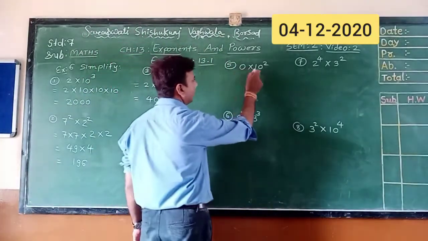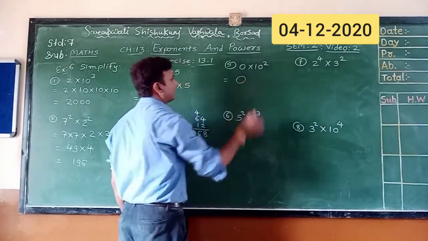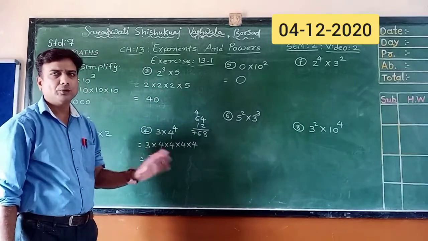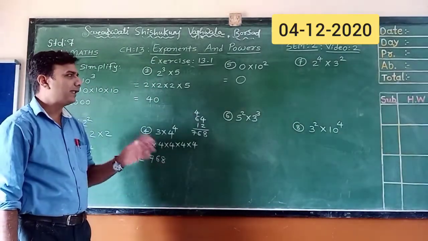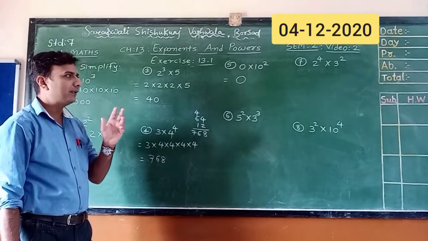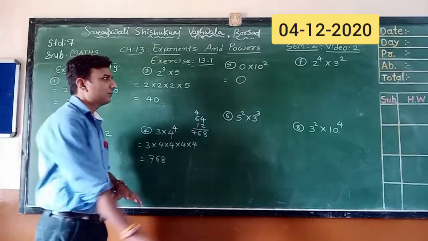Now any number multiplied by 0, our answer is always 0. So here 0 is multiplied with any digit, our answer is always 0. Don't do simplification and calculation, directly write 0 there. Because any number, keep in mind, any number simply multiplied with 0, our answer is always 0.